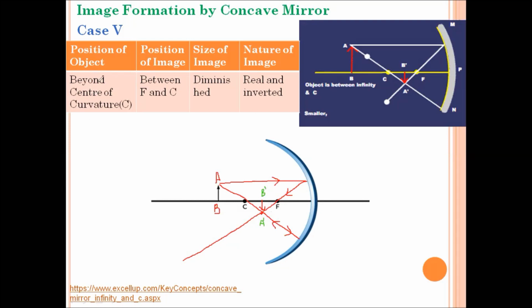So position of object is beyond center of curvature. Position of image is between F and C. Size of image is diminished. We can compare the size of image A dash B dash is small as compared to size of object AB. So diminished means small size of image. And the nature of image is real and inverted.